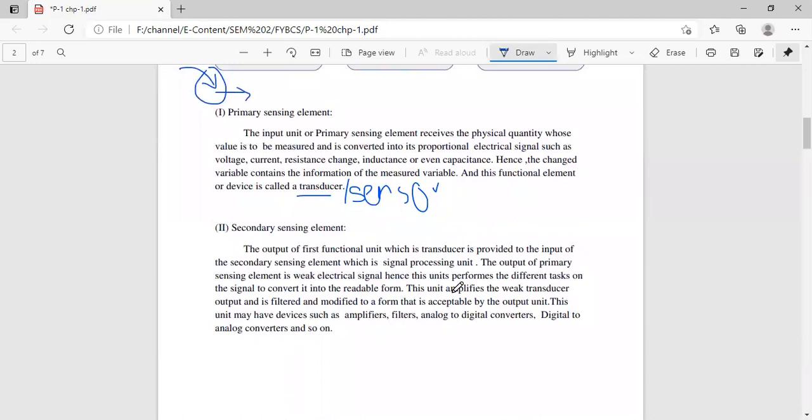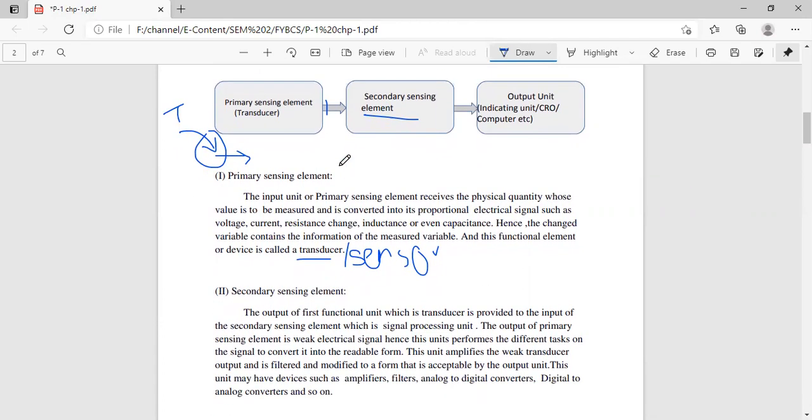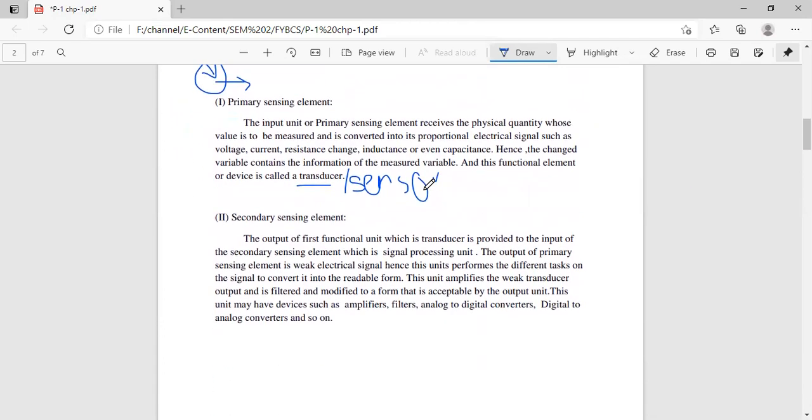This unit amplifies the weak transducer output, and it is filtered and modified into a form acceptable to the output unit. So this secondary sensing element block will amplify the signal, filter the signal, and pass that signal to the output unit. This unit may have devices such as amplifiers, filters, analog to digital converters, or digital to analog converters, and so on. So all the required devices will be contained in the secondary sensing element stage.